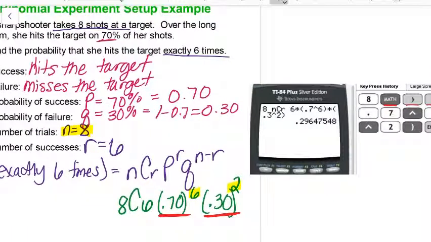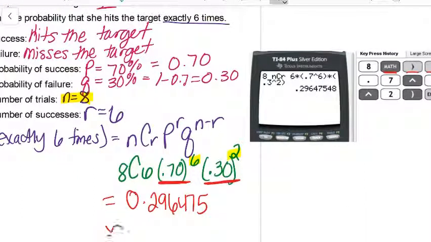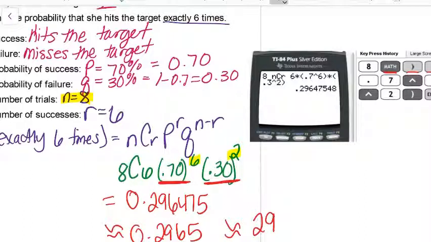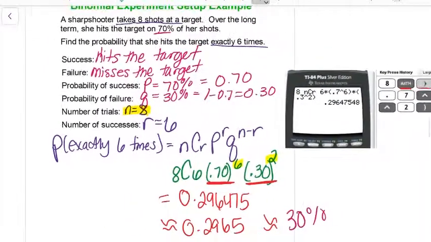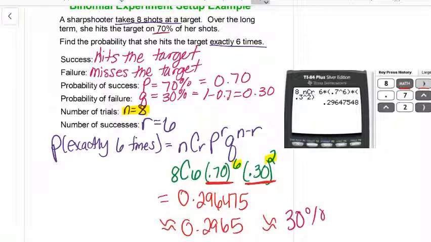And this is what it gives me here. As a decimal, it gives me 0.296475. Or approximately 0.2965. And we could say approximately 29, or even rounding it up to a full percent, we could say it's approximately 30%. So if she has a 70% probability of hitting the target, 30% chance that she will hit 6 out of the 8 shots that she takes.